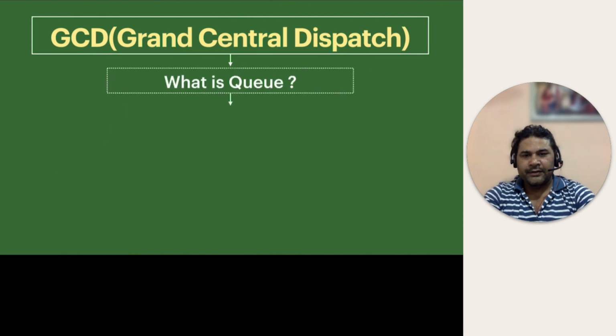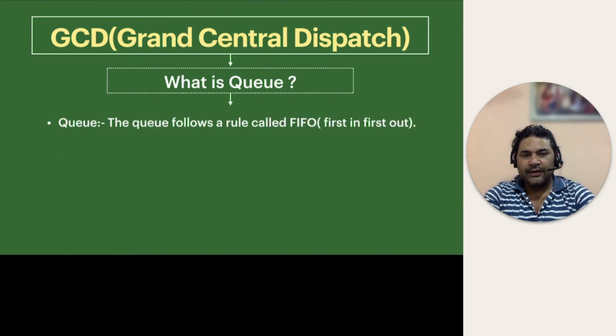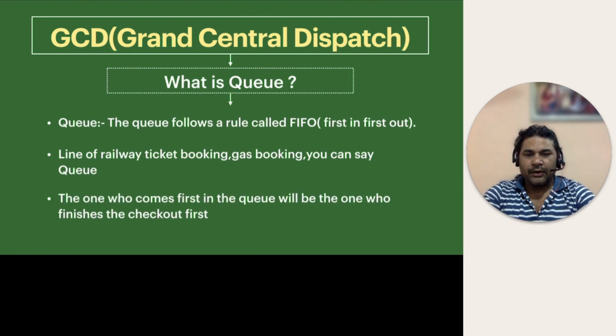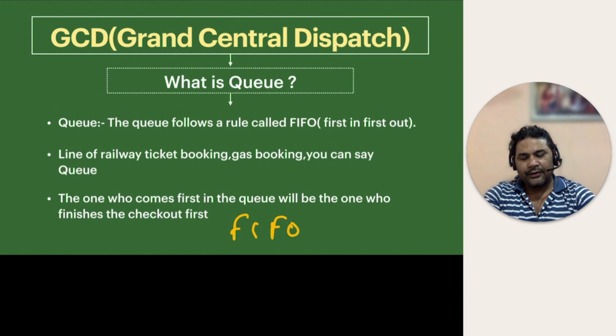So next, what is a queue? A queue follows a rule called first in, first out. You can think of a list of railway ticket bookings or gas bookings as a queue. Any line you can call a queue. The one who comes first in the queue will be the one who finishes checkout first. So it is first in, first out order.